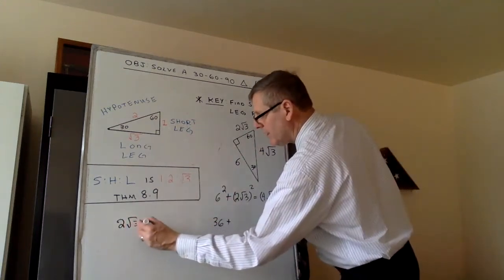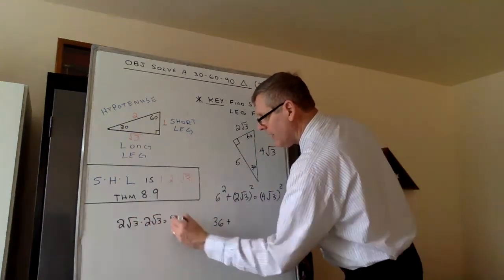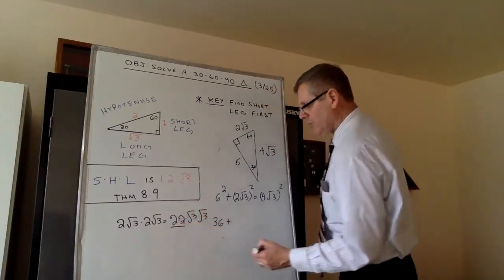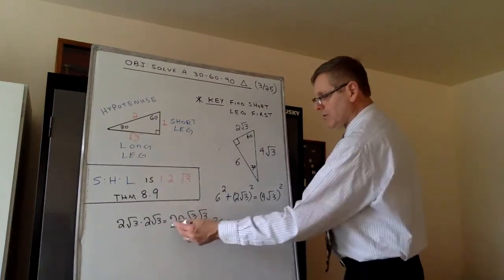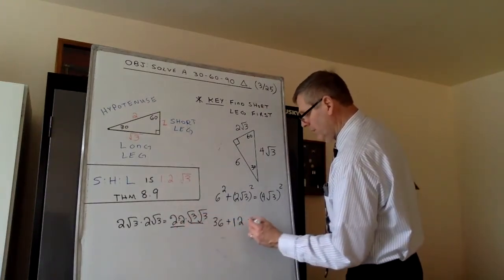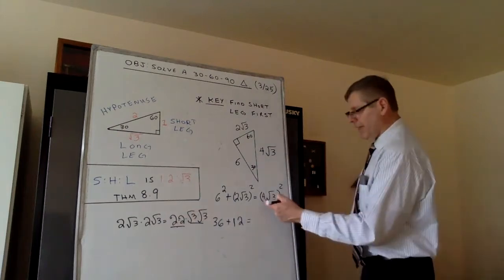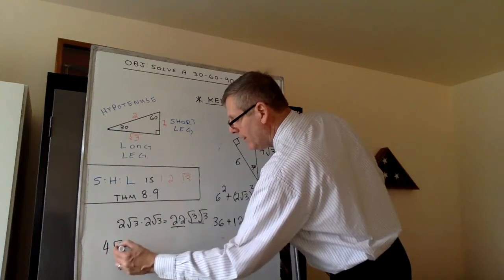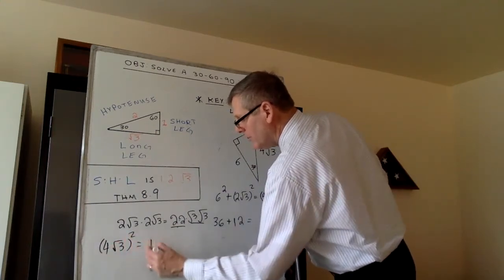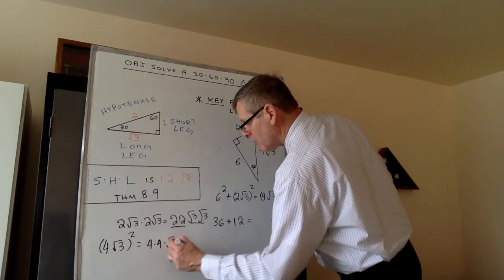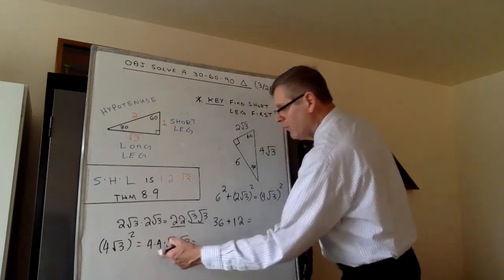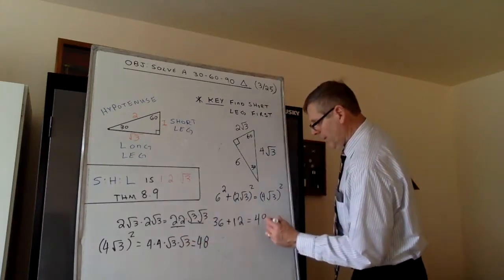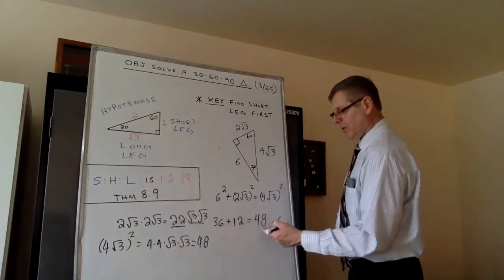2 radical 3 times 2 radical 3 is the same as 2 times 2 times radical 3 times radical 3. 2 times 2 is 4. This is 3. So 4 times 3 is 12. Now I need to do the same thing for 4 radical 3. I know that 4 radical 3 squared is going to be the same as 4 times 4 times the square root of 3 times the square root of 3. 4 times 4 is 16 times 3 is 48. Sure enough, 36 plus 12 is 48.